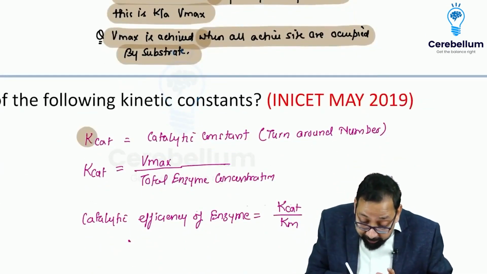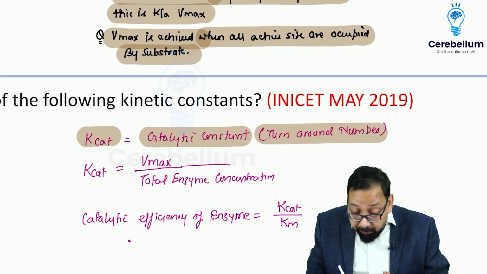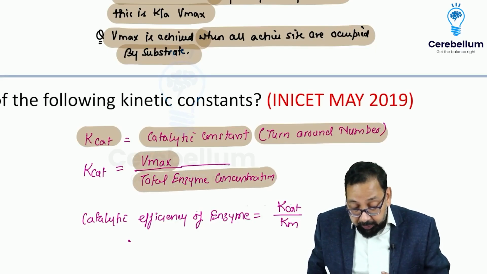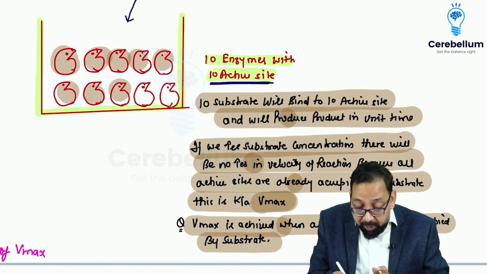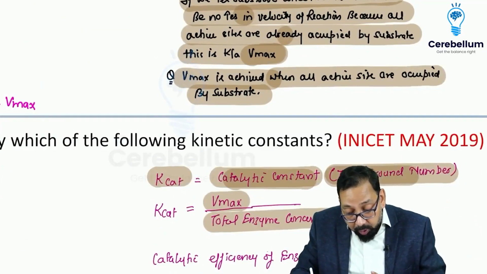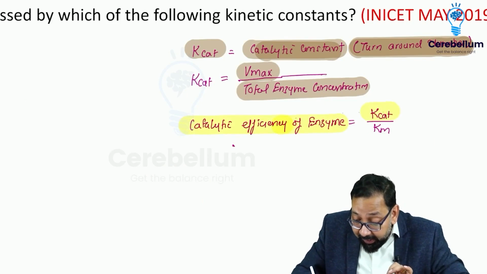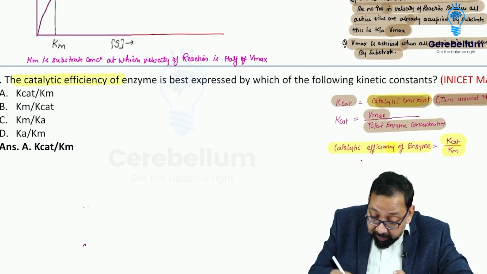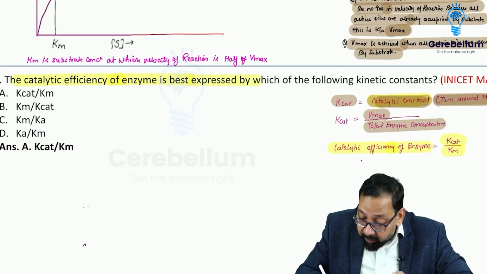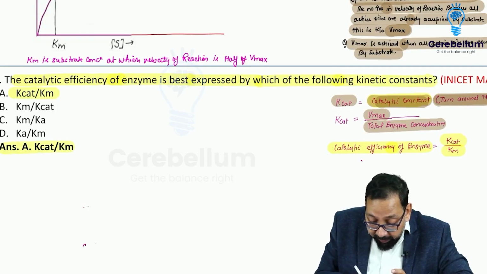A question is asked about Kcat, that is, the catalytic constant or turnover number. Kcat is Vmax upon total enzyme concentration. That is called the catalytic constant or turnover number. And the catalytic efficiency of an enzyme is expressed by Kcat, the catalytic constant, upon Km, the Michaelis constant. So a question was asked: catalytic efficiency of an enzyme is best expressed by which of the following kinetic constants? The answer was Kcat upon Km.